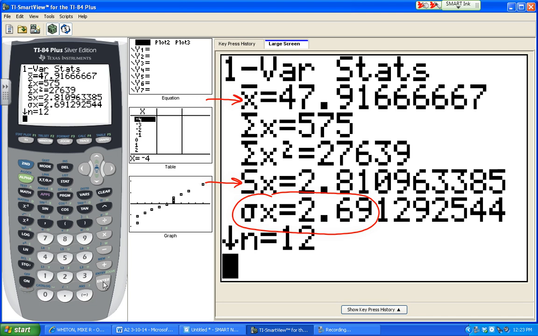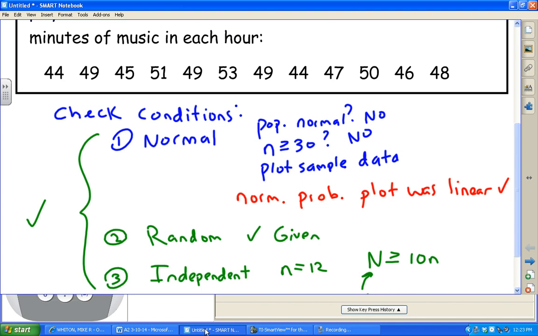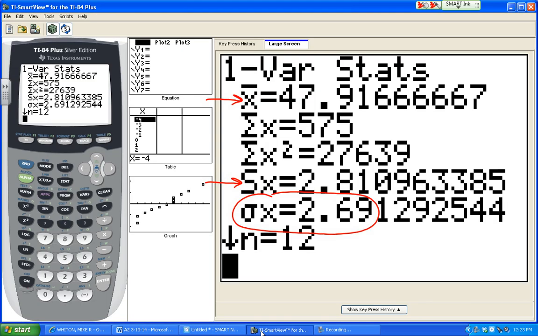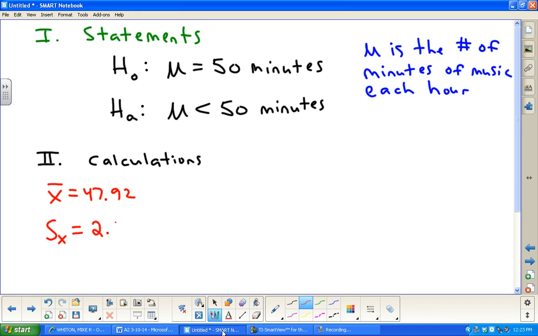So let's go 2.81 for that, and then 47.92. So let me jot those down. x bar, it's on the side here, 47.92. Sx, again, was 2.81. Okay, so let's use those. We're going to do the t-test. So what we want to do is get the test statistic. We want to try and start figuring out this p-value.